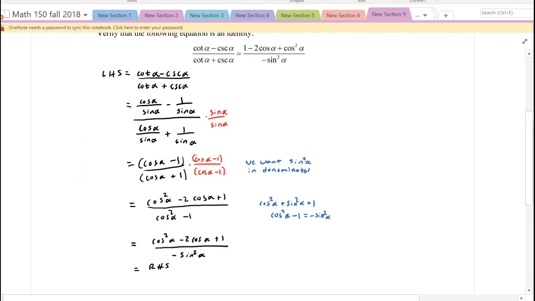Let's say you got stuck at this step. What you could do on this side is factor this, and that will factor as this. And then sine squared, you can replace that with 1 minus cosine squared, and then put in the negative. So there's different things you can try. I know a lot of these are not going to be obvious right away, but it's just a matter of practicing and exposing yourself to these problems.